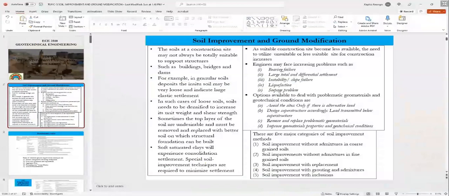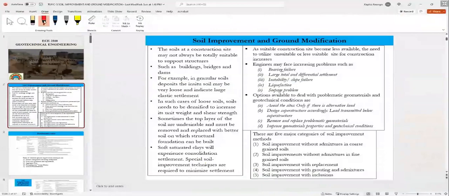So usually when we are dealing with a construction area, sometimes the soil is not suitable to support structure totally. Why? The load from the structure is transmitted to the soil. And sometimes if the soil is not suitable to carry that load, there will be excessive settlement, there will be excessive bearing capacity failure.